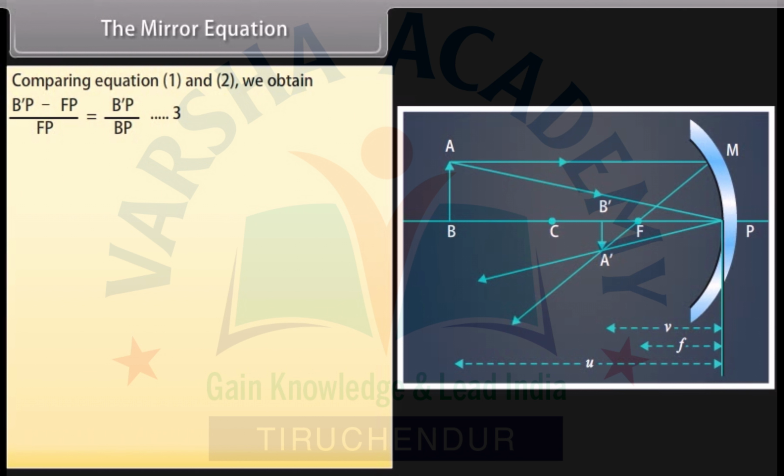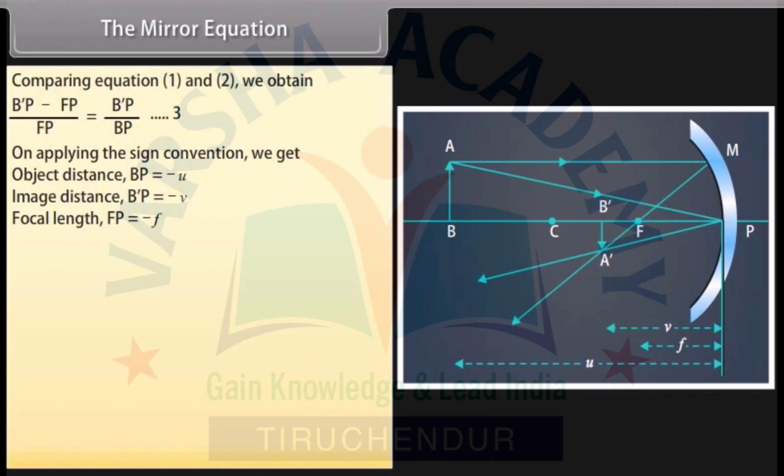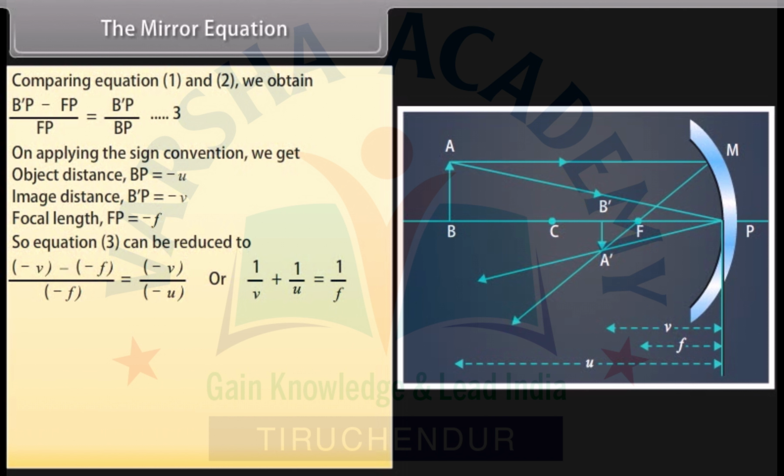Name it as 3. On applying the sign convention, we get object distance BP is equal to minus u, image distance B'P is equal to minus v, focal length FP is equal to minus f. So, equation 3 can be reduced to (minus v minus of minus f) by minus f is equal to minus v by minus u, or 1 by v plus 1 by u is equal to 1 by f. This relation is known as the mirror equation.